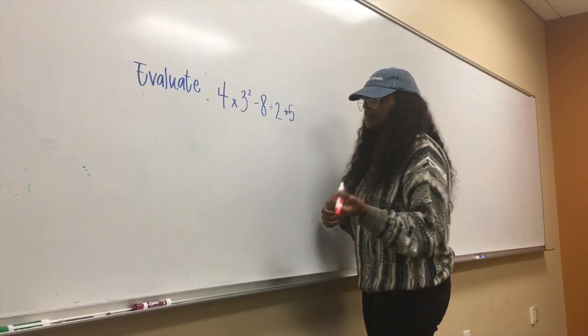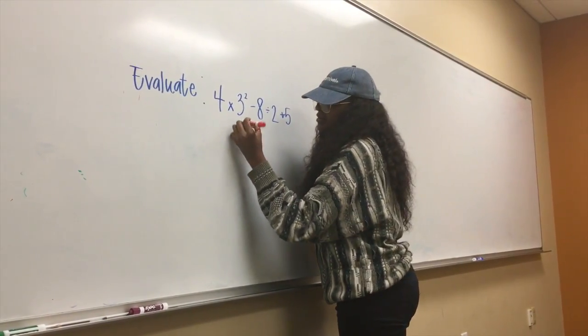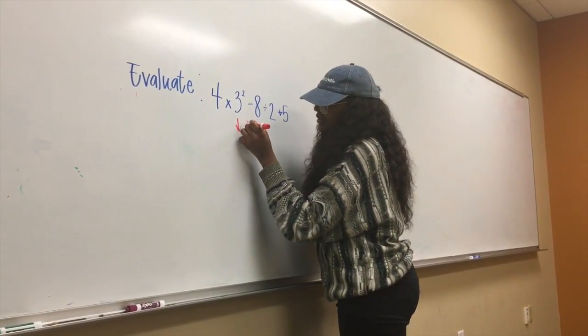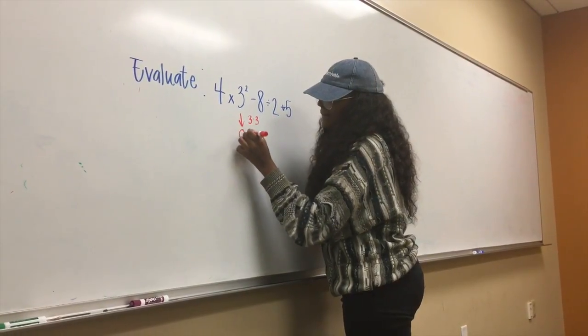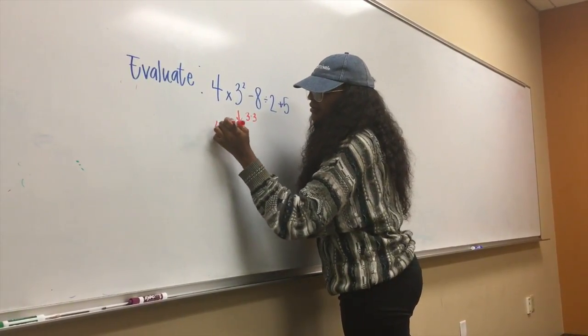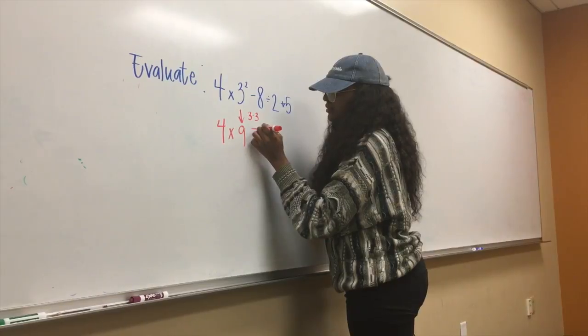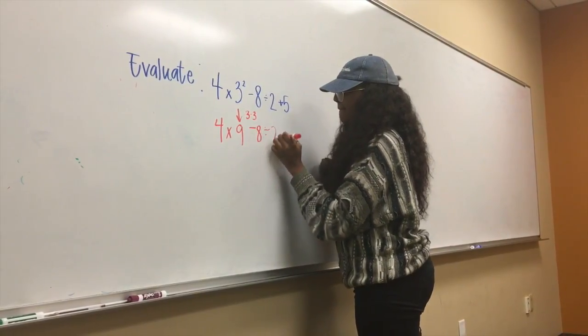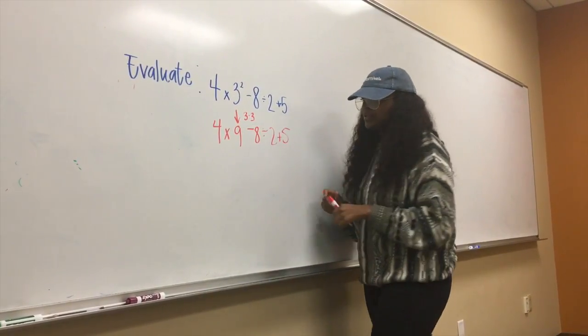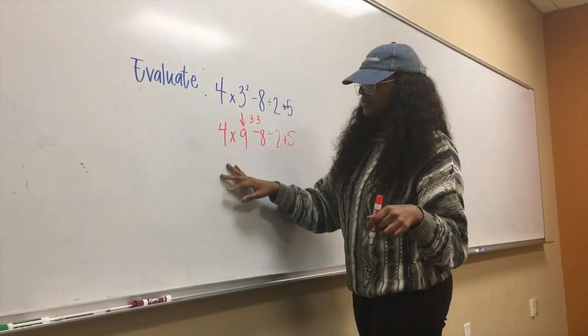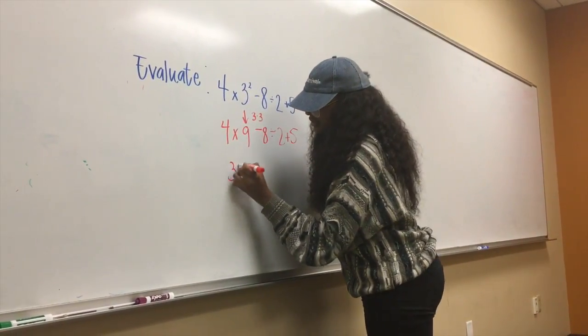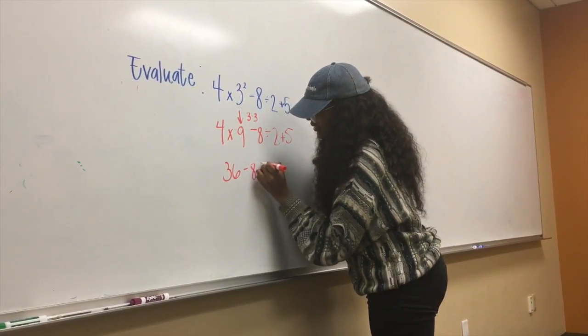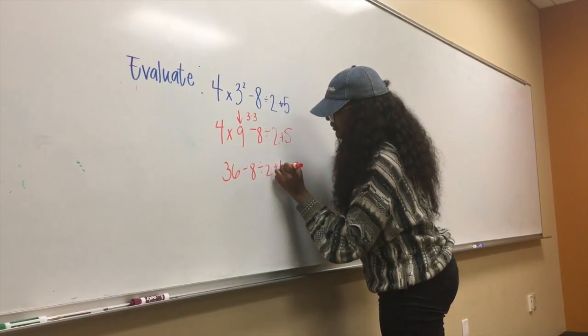Okay, so this next problem asks us to evaluate an expression. So I'm going to use PEMDAS for this. So there are exponents. So what I'm going to do is multiply 3 times 3, which is 9. And I'm going to bring the rest of the problem down. Next on the PEMDAS is multiplication. So I'm going to see 4 times 9 is 36. Going to bring everything down as well.